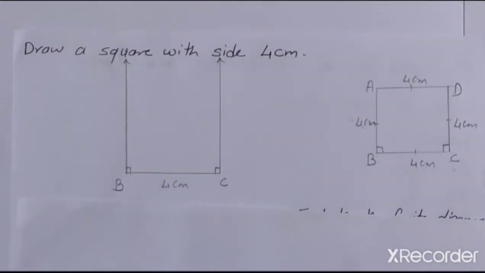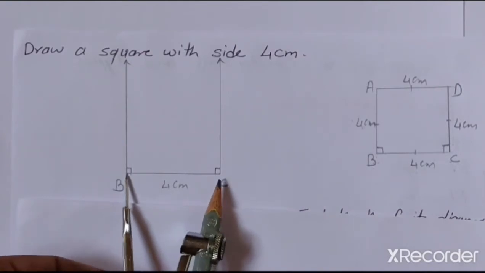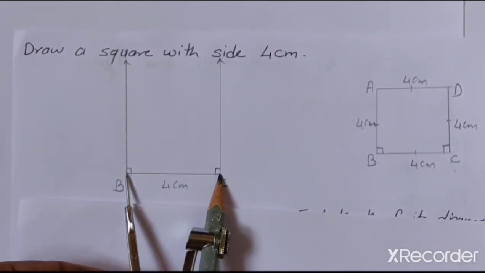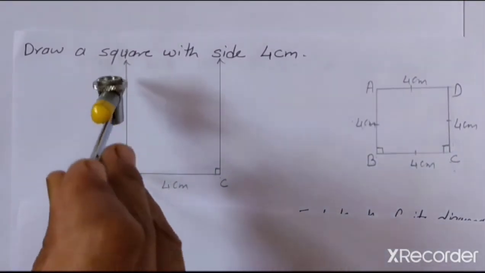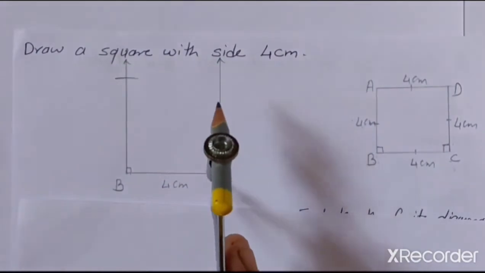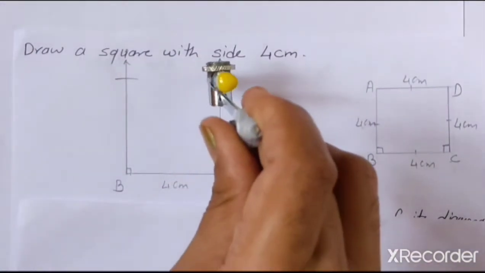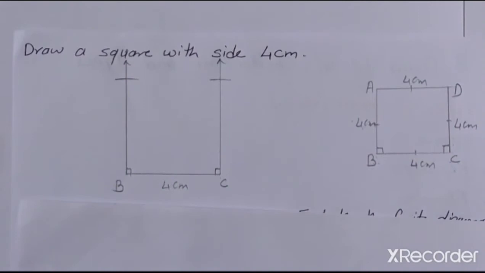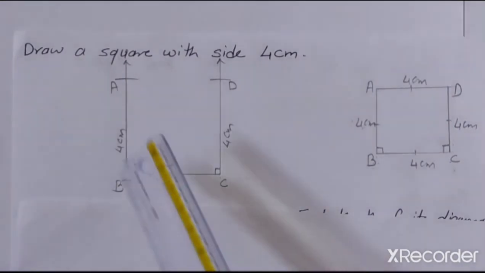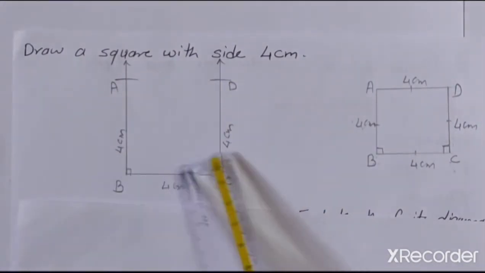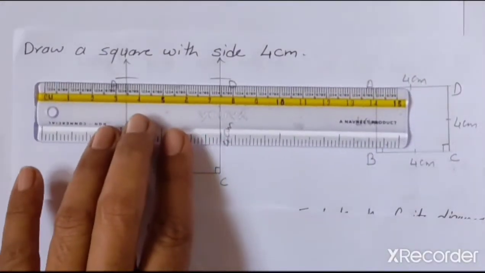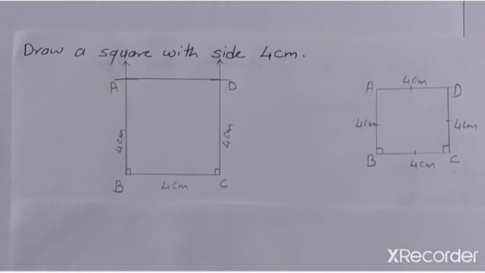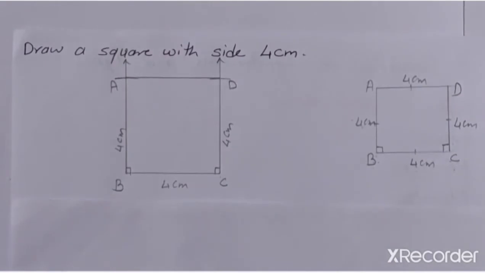So here I am taking this 4 cm distance in the compass and making the first arc from point B. Without changing this distance, I am again making the second arc from point C. So these are the 2 points A and D, which are at 4 cm from points B and C respectively. Now connect A and D with each other. After connecting these 2 vertices, we will get our square ABCD.